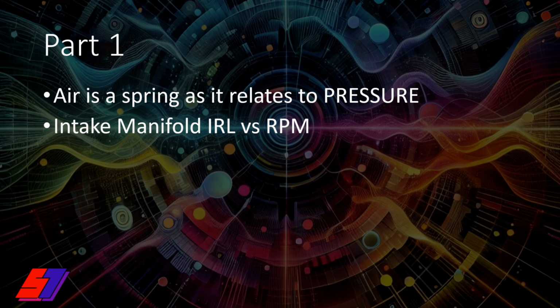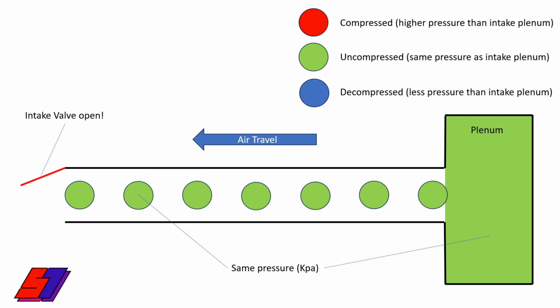So the first part is we'll talk about the springiness related to air in terms of pressure, and specifically the intake runner length versus engine RPM. For this, we have a simple diagram here. You can see this would be the intake manifold plenum here on the right, and then this would be our intake runner tube over here, and this is our intake valve in here. You can see the air is traveling this way. So this would be wide open throttle, right?